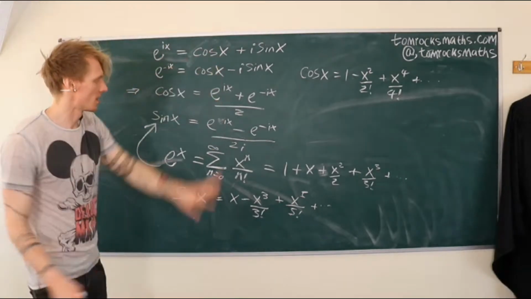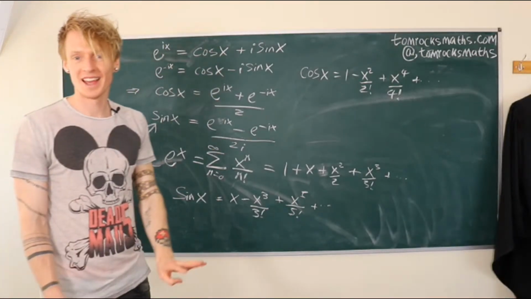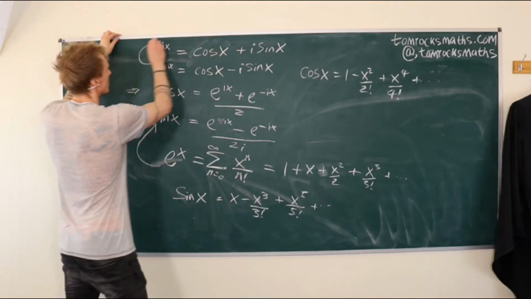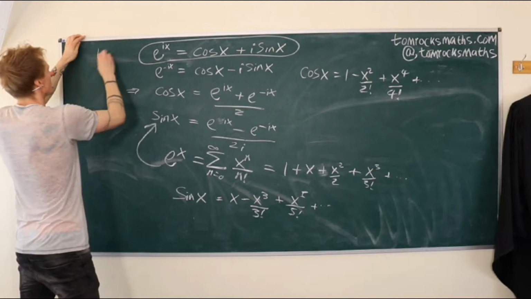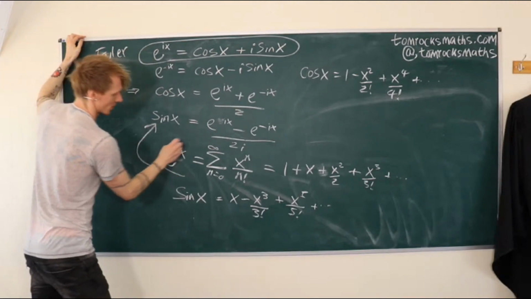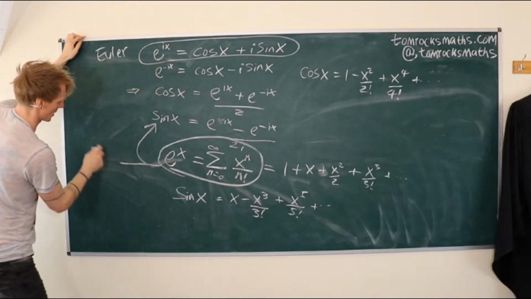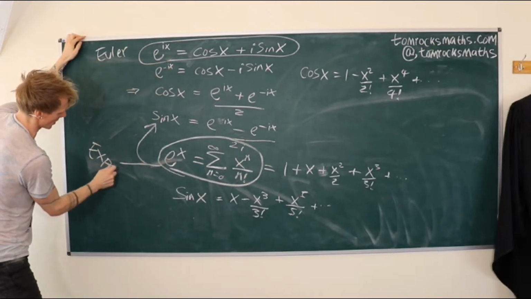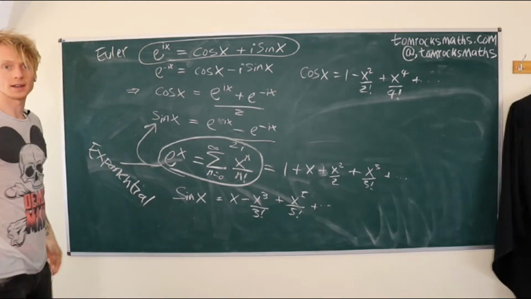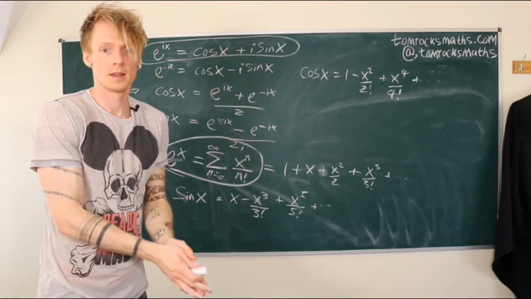So that's a nice, neat summary of the power series for cos and sine. So it came from Euler's identity here. Remember this is Euler. And it came from the exponential function. Like our two key things. Those two key things allowed us to do everything else with cos and sine. Right.